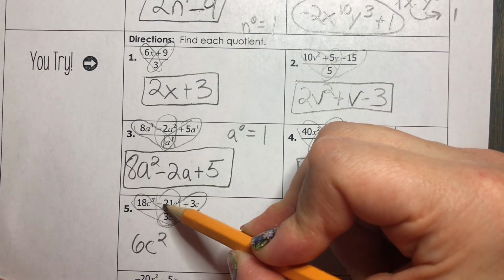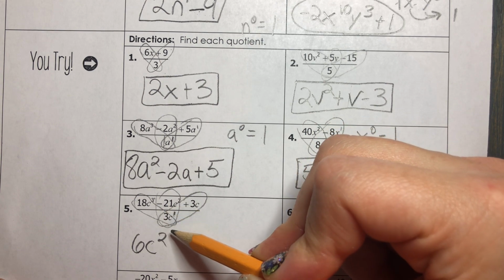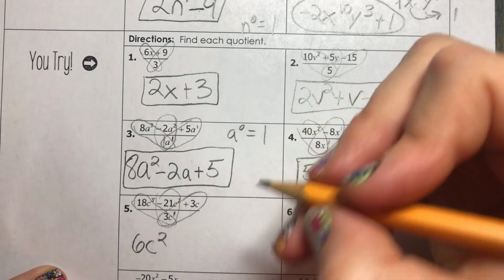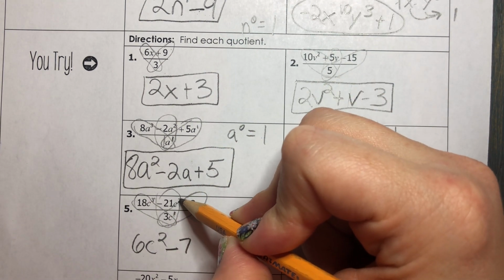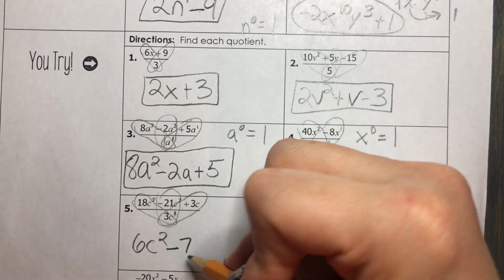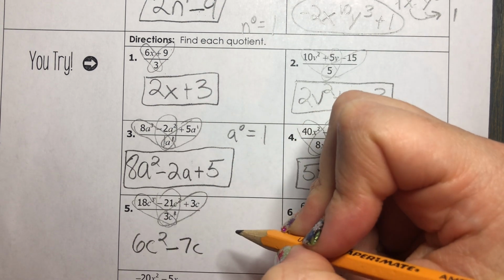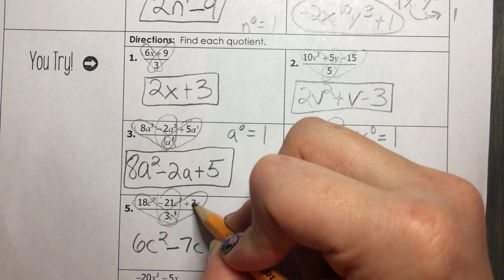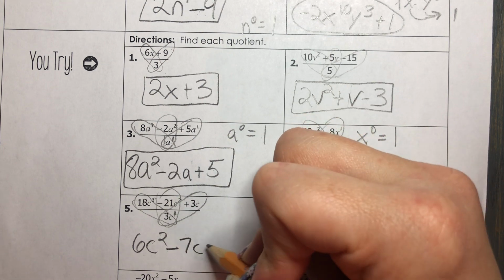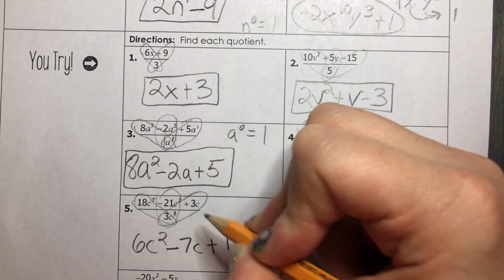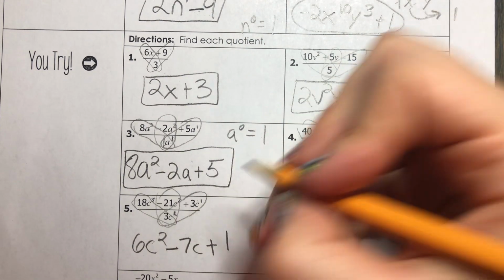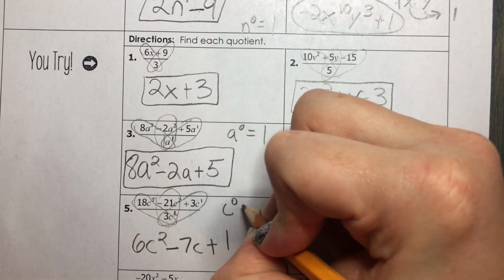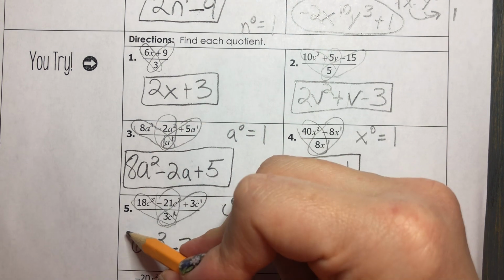Now in the middle, you have a negative 21 divided by 3, which gets you negative 7. And then the variable has an exponent of 2 up here, minus a 1, which is just c to the first. And then down here, the last one is 3 divided by 3, which is 1. And then again, we have c to the first minus c to the first. So again, c to the 0 power would give you 1.